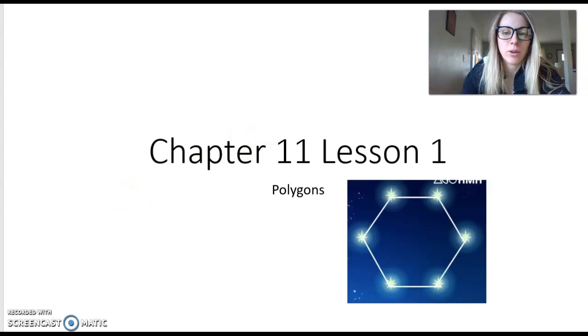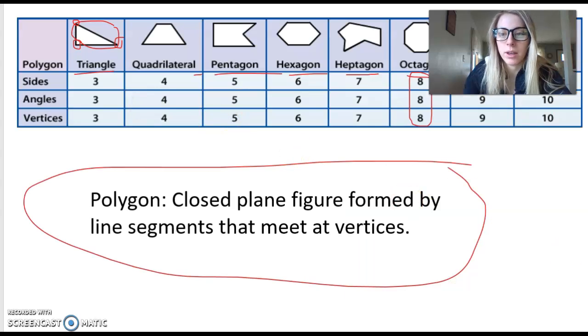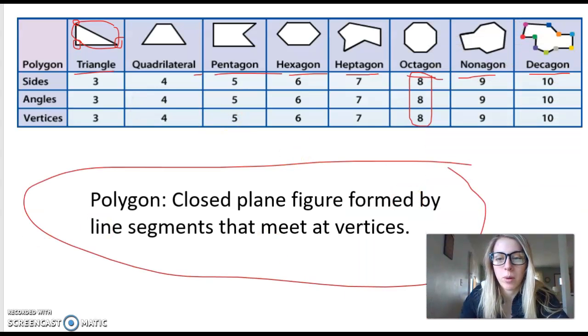So the first thing you're going to want to remember, the first thing we learned about is polygons. So jotting down this chart would probably be really beneficial. A polygon is a closed plane figure formed by line segments that meet at vertices. So anything that is pretty much closed with lines that meet at different vertices is a polygon. However, that does not mean a circle is a polygon, okay? A circle is not a polygon because it has one continuous line, all right?